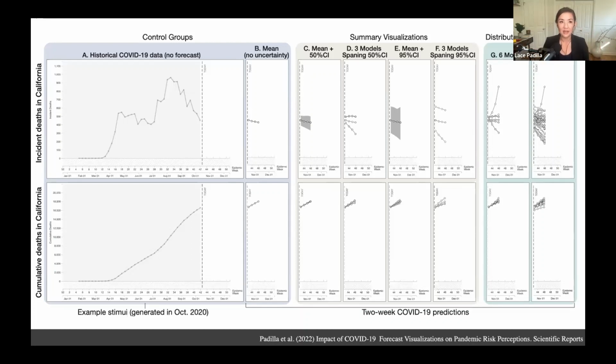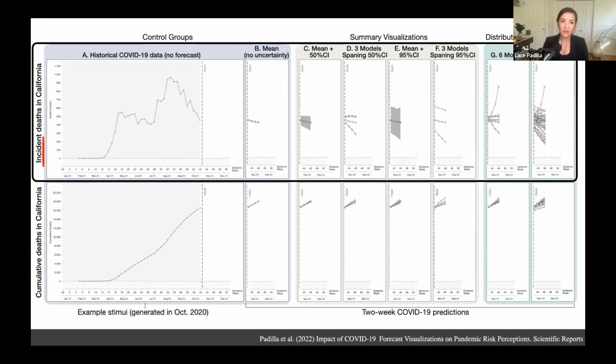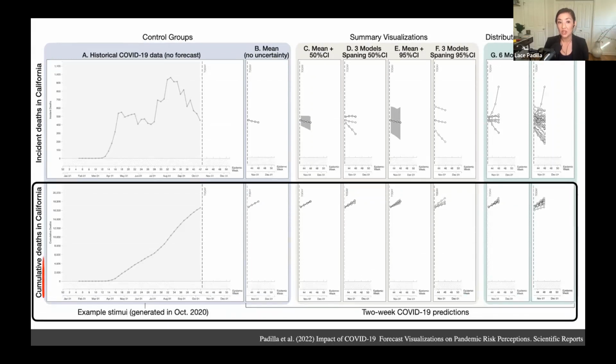And in this process, we noticed that there was a little bit of a difference between an incident y-axis, where over a certain interval, the deaths or whatever you're plotting would be counted up. In this case, it's a 2-week interval. That's what you're seeing here. In contrast to a cumulative axis, which adds up everything over time, so it's always going to be going up and up. So we thought we would test both of those and see how people interpret them.